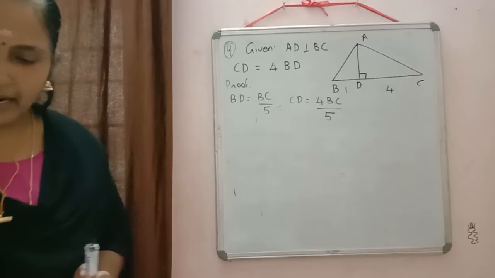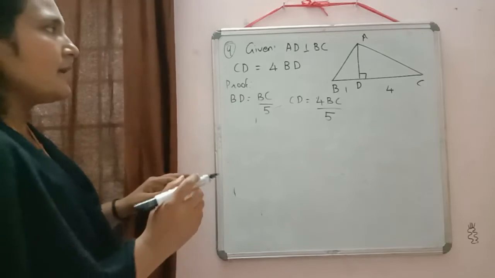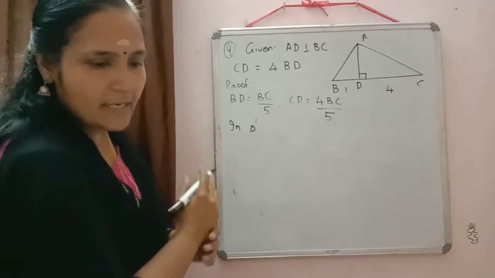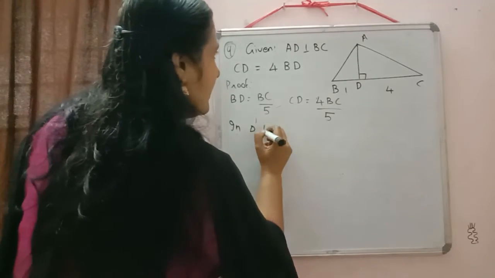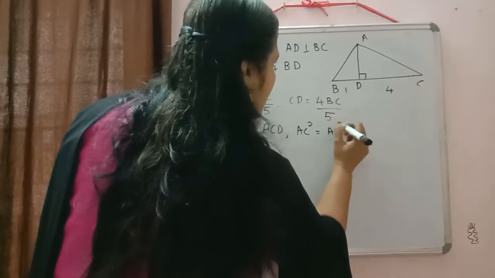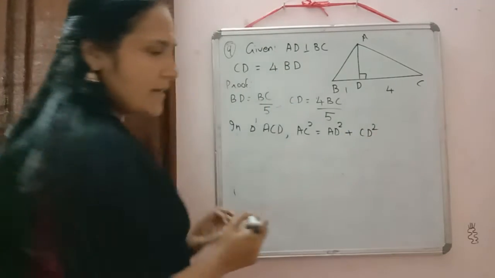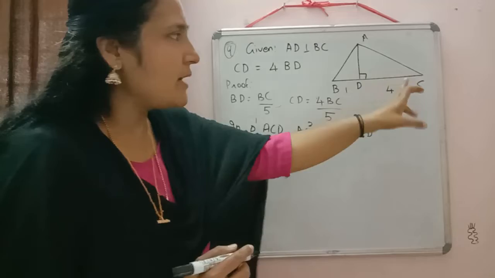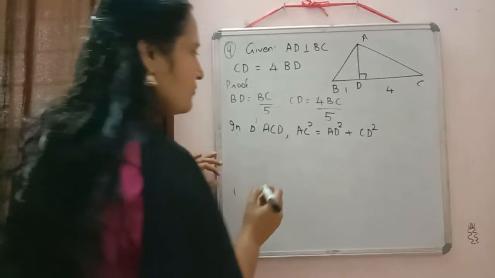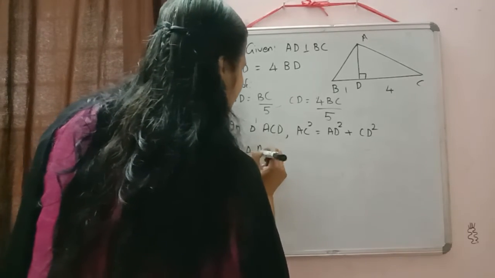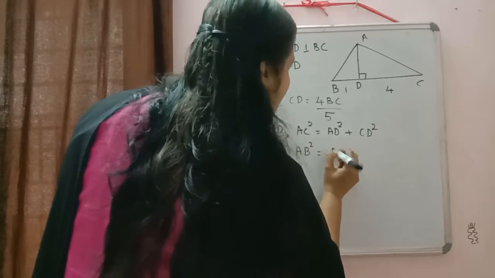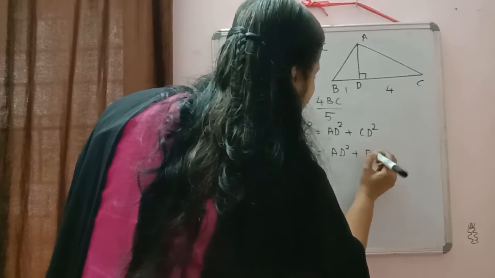Okay, now we have some right triangles here. We'll use Pythagoras theorem in this triangle. So first, which one will we take? In the triangle, which side do we need? AC we need. So in triangle ACD, AC square is equal to AD square plus CD square. Correct? Then we need the side AB also, so that also we can write. In triangle ABD, we will get AB square is equal to AD square plus BD square.